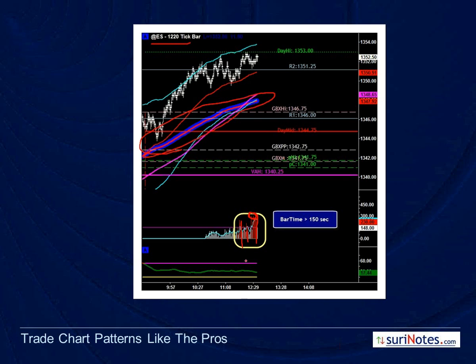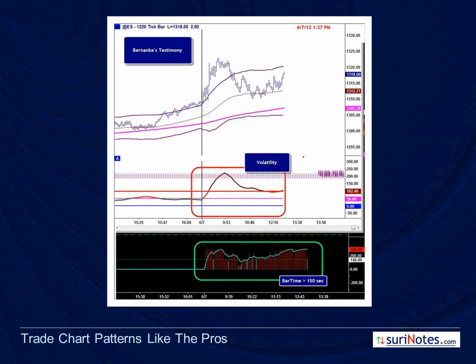And I'll be actually talking about this volatility tool in the next couple of slides too. So here is another one. This is again on a day. This is actually Bernanke's testimony. In fact, on this day, I couldn't trade any of them, because if you look at it, the bar time was right at the open. It was taking 150 seconds. So now I know that he's going to speak on that day.